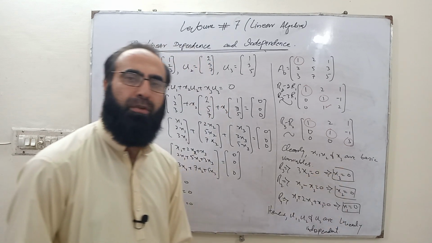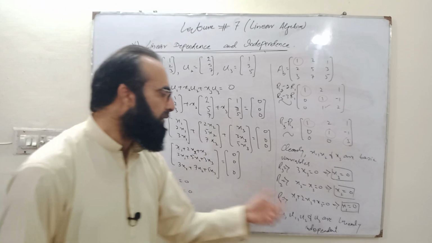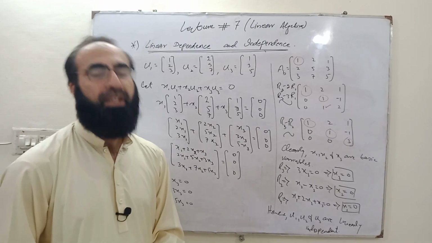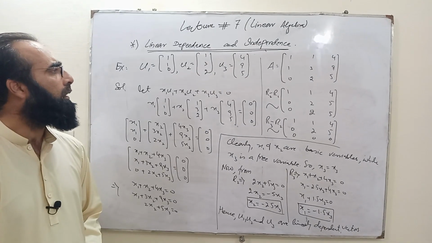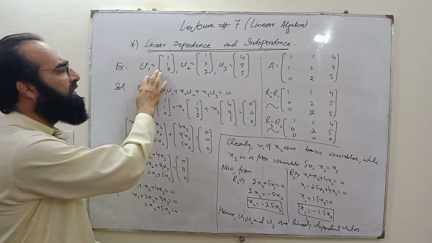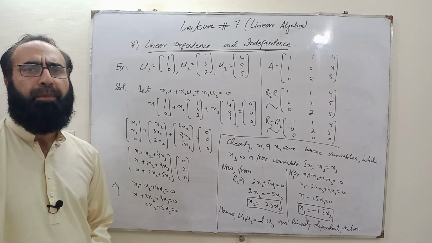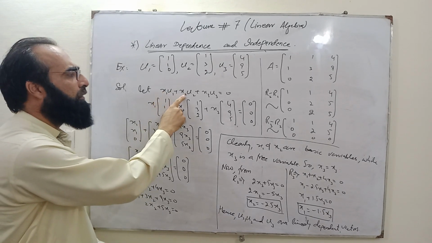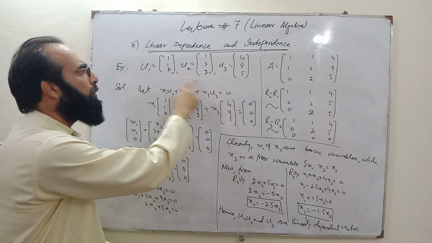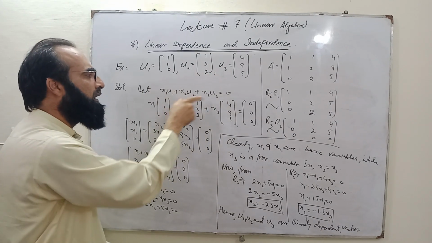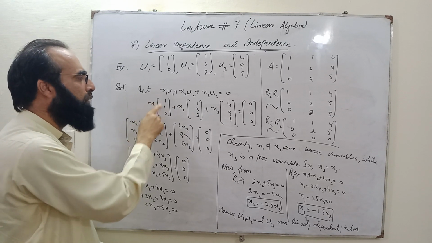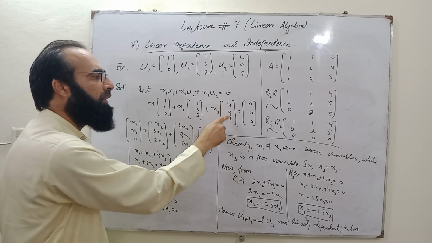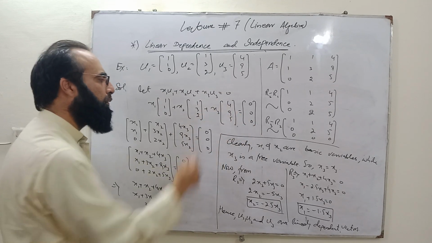Since all the values of the scalars are zeros, this shows that these 3 vectors u1, u2 and u3 are linearly independent. In this example also, we have to check whether these 3 given vectors are linearly independent or dependent. So similarly, we have to use this equation x1 u1 plus x2 u2 plus x3 u3 equals 0. Put the values of u1, u2 and u3 in this equation. After that, multiply x1 with 1, 1, 0, x2 with 1, 3, 2, x3 with 4, 9, 5. And on the right side we have the 0 vector.